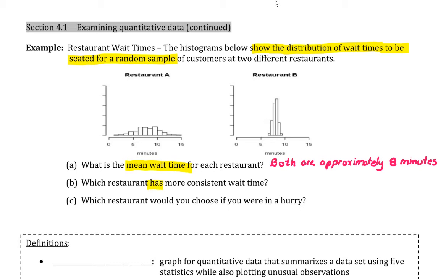Which restaurant has a more consistent wait time? Now this is where we're talking about variation or variability. What you'd like to notice is that with restaurant A, the wait time will vary between what appears to be 1 minute and maybe around 14 or 15 minutes. While for restaurant B, it appears that your wait times to be seated might be somewhere between 7 minutes and 9 minutes. So much more consistent, less variability. So we can say that restaurant B is more consistent. There's less variation in restaurant B's wait times.